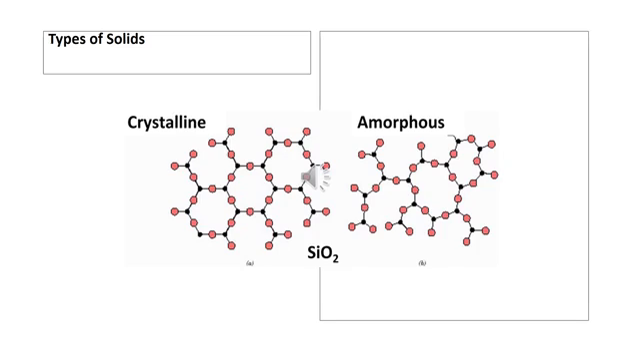Solids can be classified either as crystalline or amorphous. In crystalline materials, you see the order and the pattern in which atoms are arranged. But in amorphous material, there is no such order or pattern.